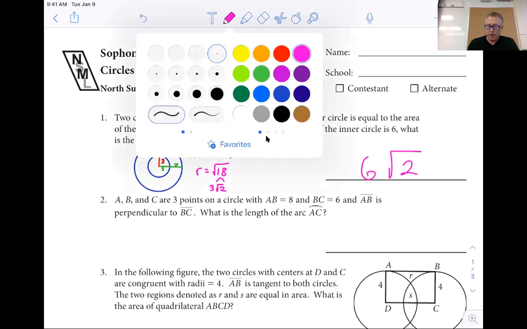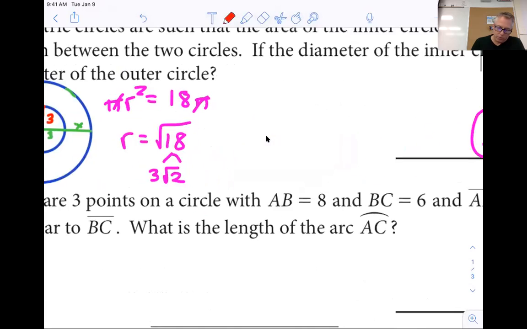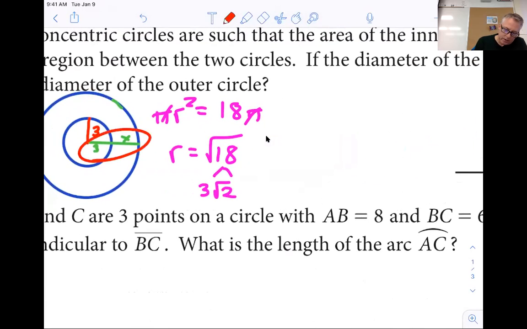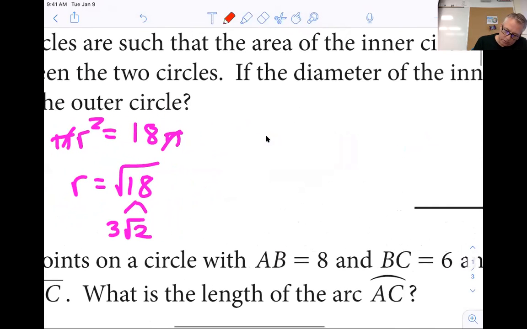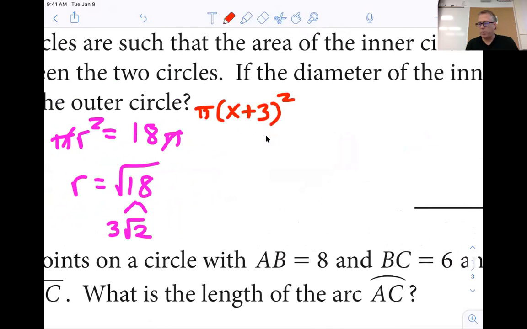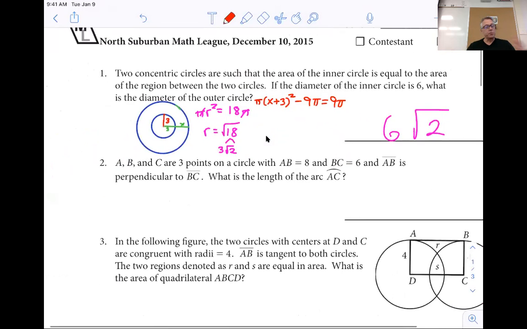Good. Because I actually did write it out, but of course you get the same thing. So I said that if the outside radius was x plus 3, so I did pi times radius squared, pi r squared, and then minus 9 pi, and then that equals 9 pi, the middle part, and then you solve that for x. But I think your way is much easier. All right, good job, guys.